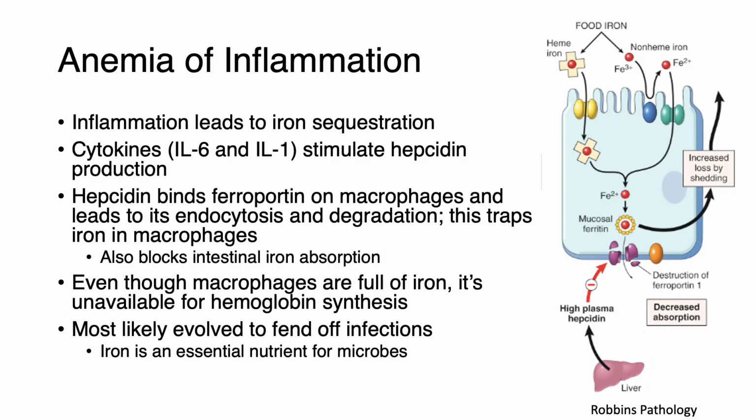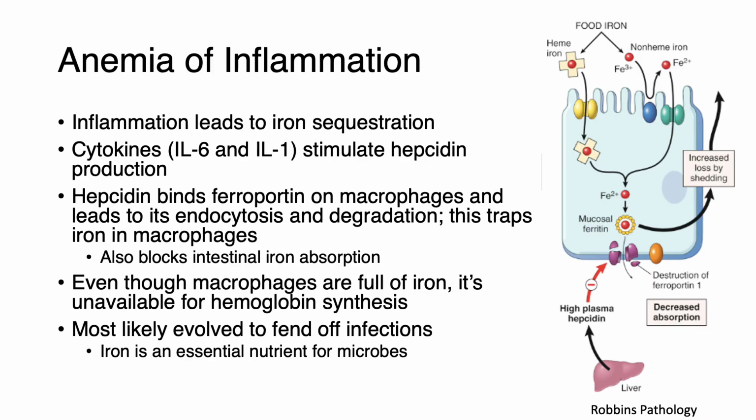So you have cytokines like IL-6 and IL-1 that stimulate hepcidin production by the liver. As you recall, hepcidin is going to bind ferroportin and cause its degradation. And you have ferroportin on macrophages, which is where a lot of your ferritin is stored. So you're going to trap iron in the macrophages when you upregulate hepcidin. So even though these macrophages are full of iron and you have tons of iron in your body, it's unavailable for hemoglobin synthesis. And so you are functionally iron deficient.